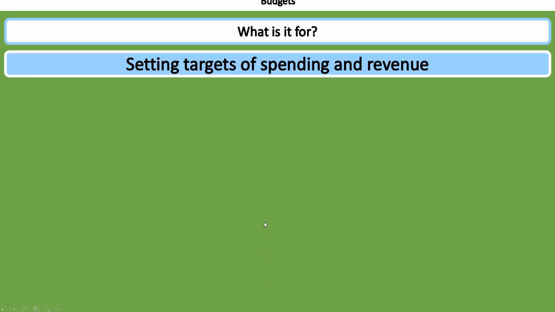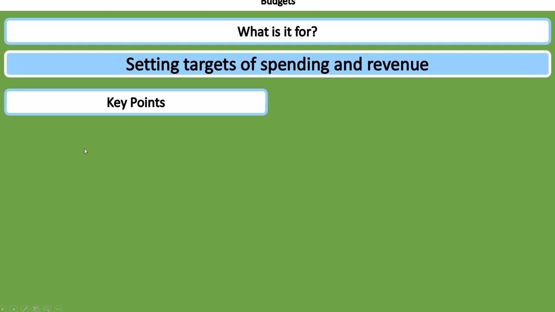Our third planning tool is budgets. What is it for? Setting targets of spending and revenue. So all this is a bit like a cash flow, but you're trying to go in June or July, we're going to spend that much and we're going to receive that much money. So it's targets so everyone's motivated, know what you're trying to aim for.